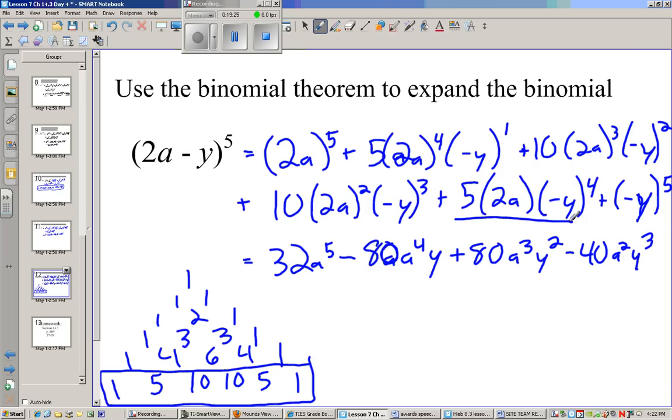This term, we have 5 times 2, which is 10. The negative is to an even power, so it would be a positive. So 10a y to the fourth. And then this would be minus y to the fifth.